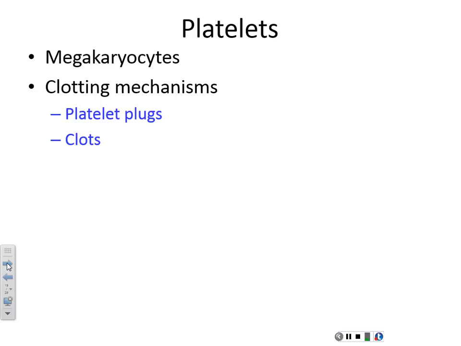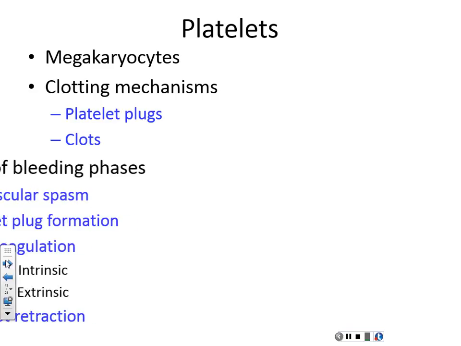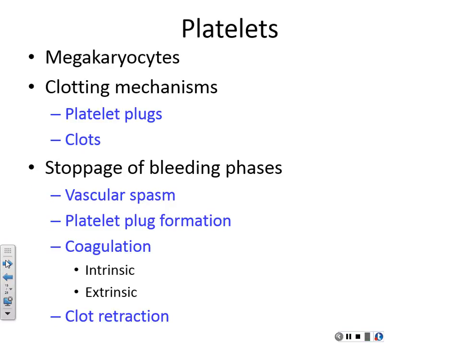Okay. So if I ask you to name two clotting mechanisms and their overall functions, then you talk about the platelet plug, which fixes the small nicks and cracks that happen in our capillaries. Okay. And then of course the clots, which fix much bigger injuries of blood vessels. Okay, so stoppage of bleeding, there are three ways. Vascular spasm, what is a vascular spasm?